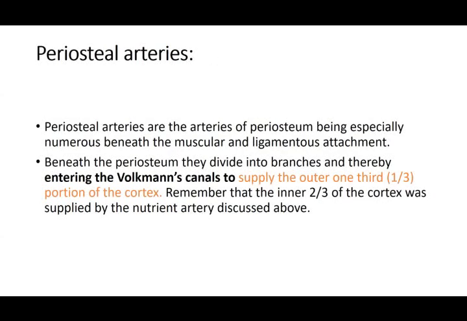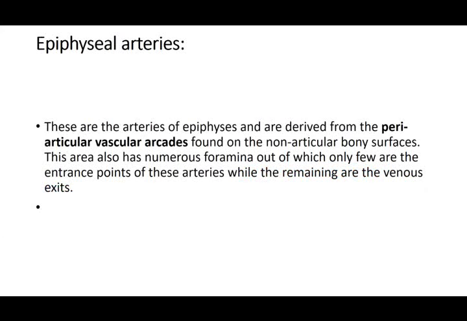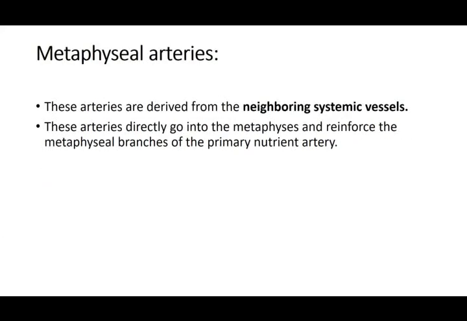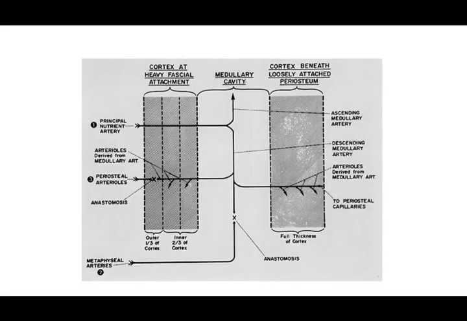So they supply the outer one-third. Then the epiphyseal arteries derive from the periarticular vascular arcades, and the metaphyseal arteries are from the surrounding vessels. So this is the exact picture that gives you the blood supply.